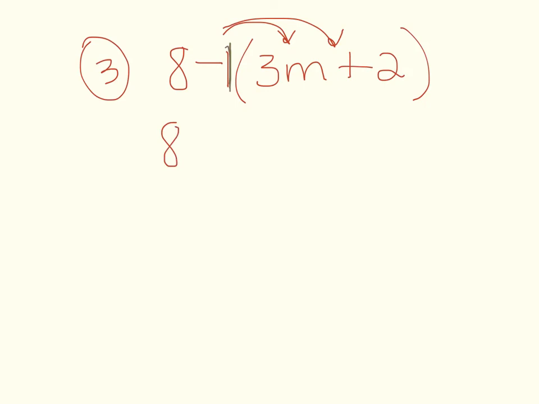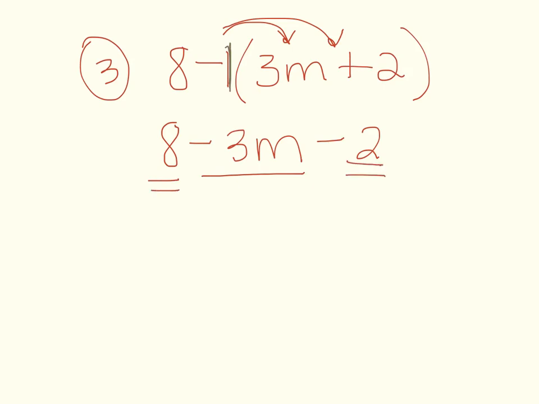So, what's -1 times 3m? -3m. What's a -1 times a +2? -2. Now, we're not done until our like terms are put together. So I've got a like term of a -3m. Wait a minute, he doesn't have anybody to go with, and that's okay. I've also got some like terms of an 8 and a -2.